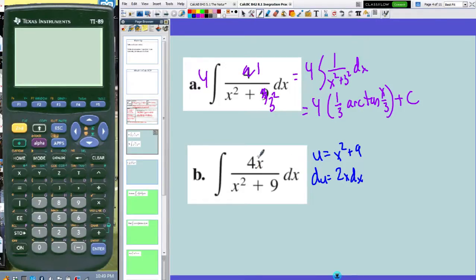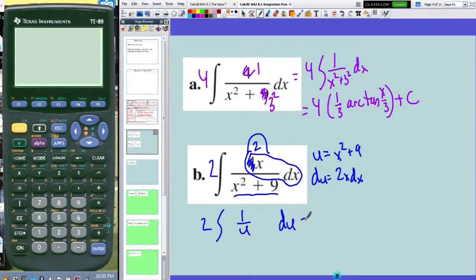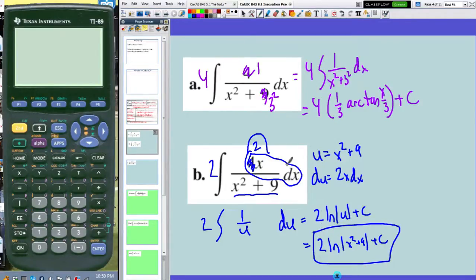You'll notice I have 4x dx here on the top, but that doesn't quite work out. What you're going to do with that 4 is split it up into 2 times 2. So this 2x dx right here turns into du. Then we say 2 times the integral of 1 over u, since x squared plus 9 turns into u. When you evaluate that integral, you get 2 times the ln of the absolute value of u plus c. If you plug in that u, you have to put your stuff back in: 2 times ln of the absolute value of x squared plus 9 plus c. And there's your final answer.